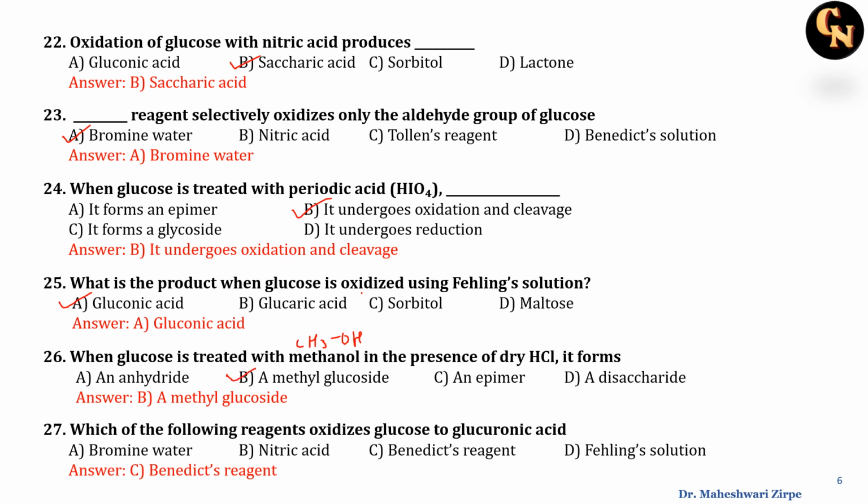Which of the following reagent oxidizes glucose to glucuronic acid? Glucuronic acid, that is the option C is the correct one, Benedict's reagent. Okay, so let us go to the next one.